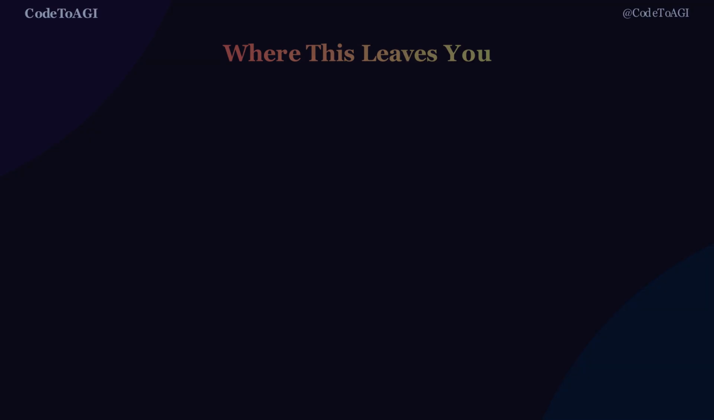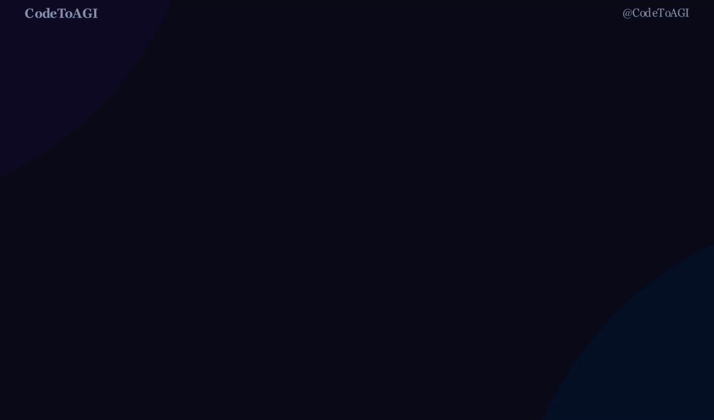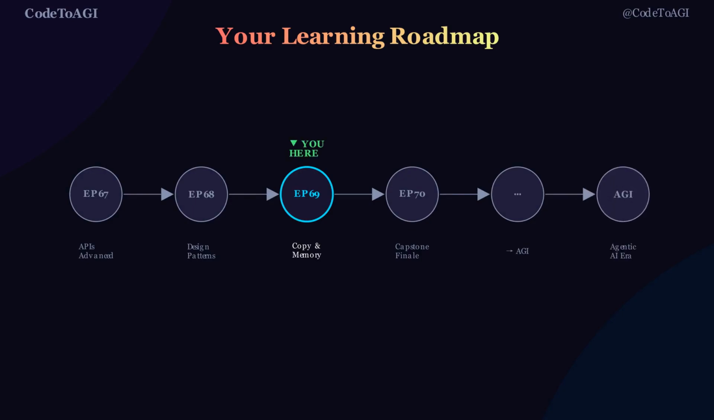A few ideas worth keeping. Variables are labels pointing at objects, not containers holding values. Shallow copy protects the outer layer. Deep copy protects everything all the way down. Mutable default arguments are built once. Never rely on them for fresh data. When something changes in two places at once, check whether it's really the same object. That habit alone will save you from some of Python's sneakiest bugs.